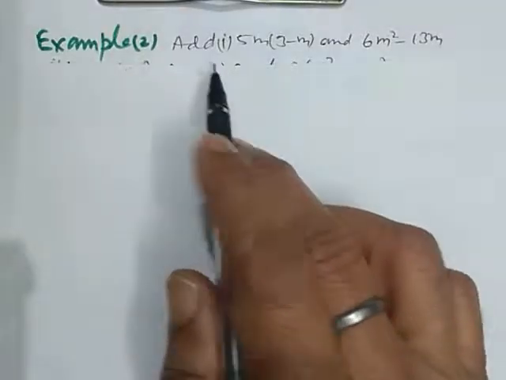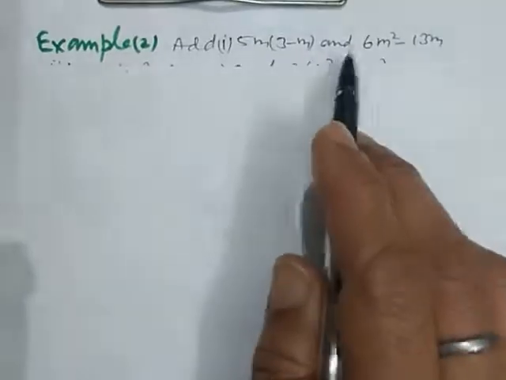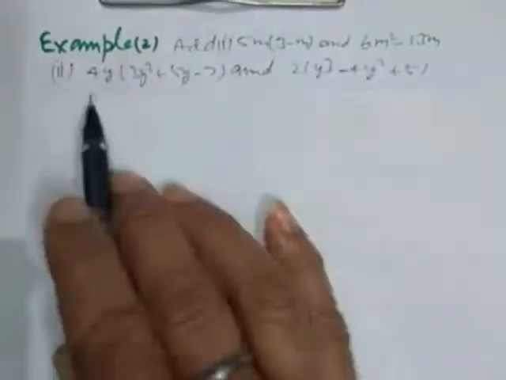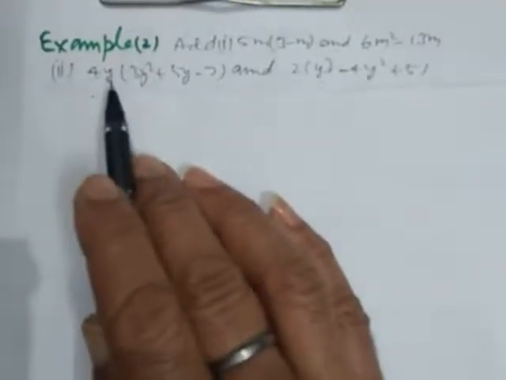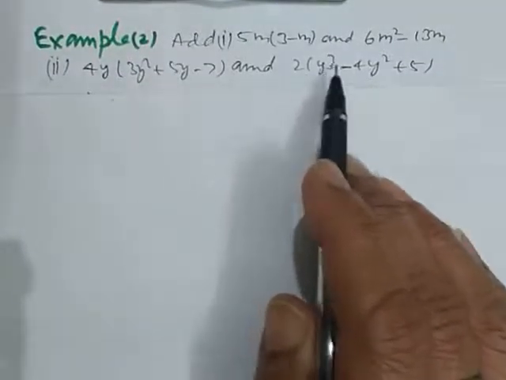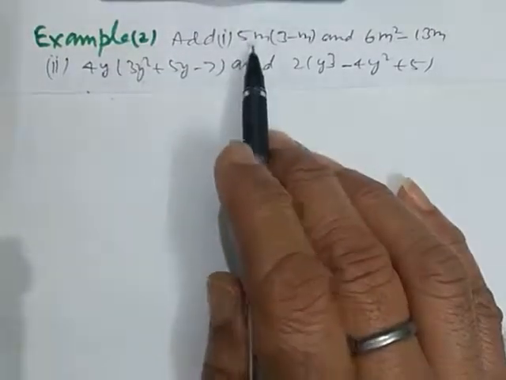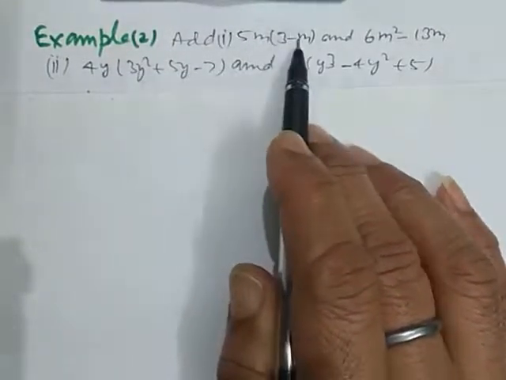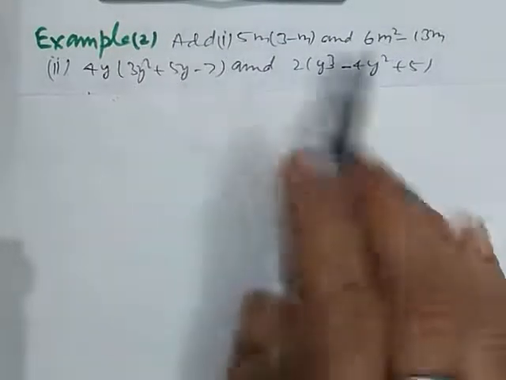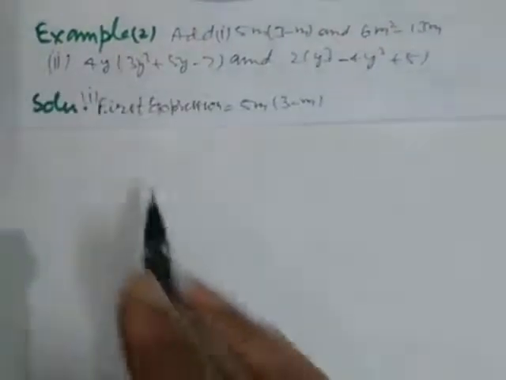Now next example, add 5m into 3 minus m and 6m square minus 13m. This is our first part, and the second part is 4y into 3y square plus 5y minus 7 and 2 into y cube minus 4y square plus 5. That is, this is monomial to binomial. This is monomial to trinomial. Okay. So we use these methods and solve them.